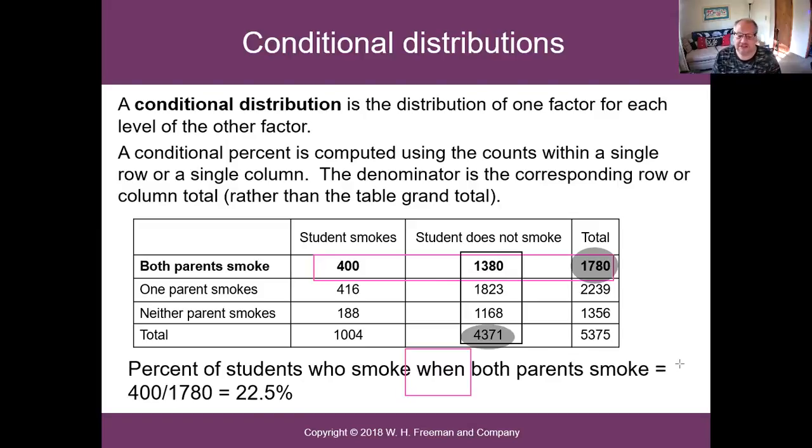Okay, now let's look at one example here where we're talking about the percent of students who smoke when both parents smoke. See how it says when both parents smoke? That's how I know that I'm going to be using this right here. I'll use a circle to show this one.